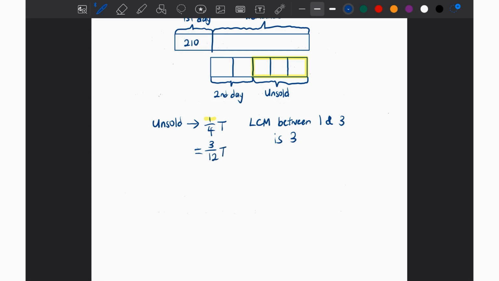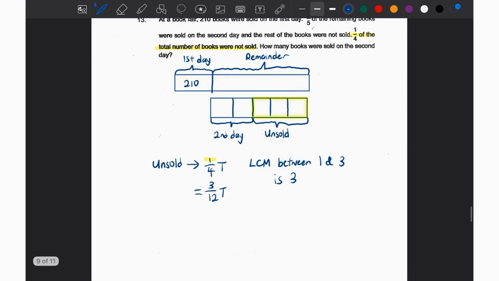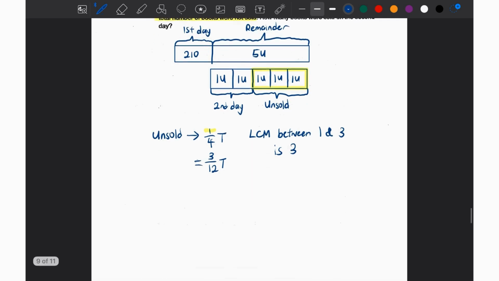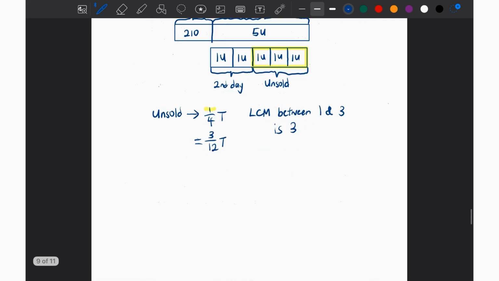Okay? Then you look at what you have left unsold. You already have 3 boxes. Okay? So it means that each box must be 1 unit each. Okay? And this will mean that my remainder is actually 5 units. So now we go back and look at what we have unsold, which is 3 out of 12 of the total. Okay?